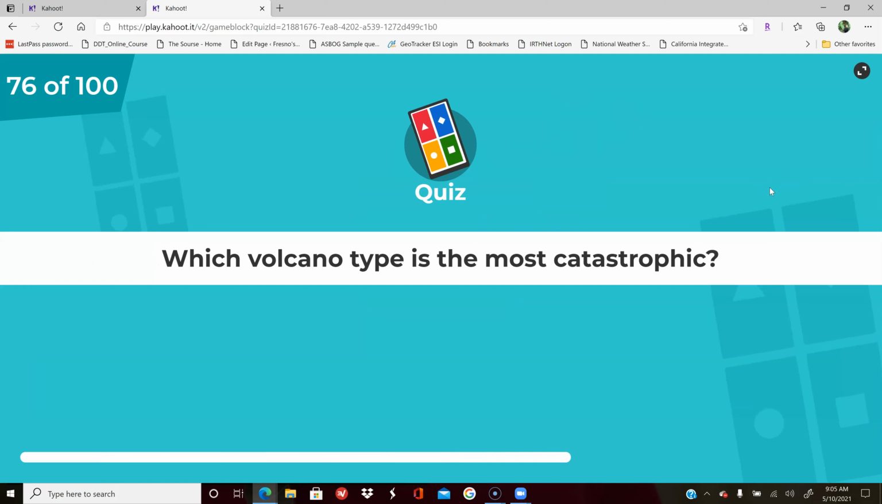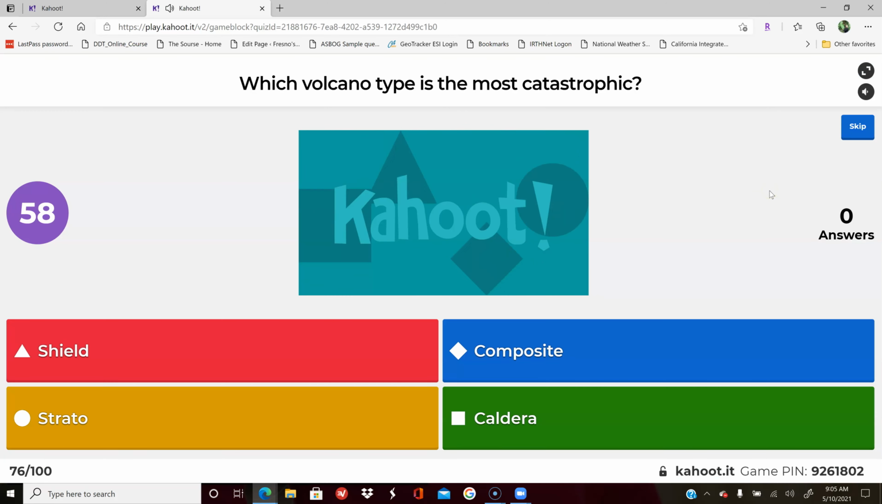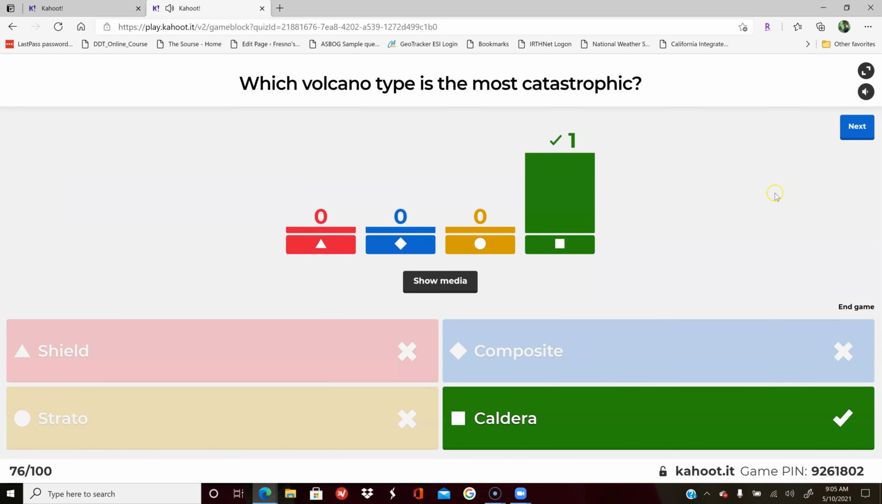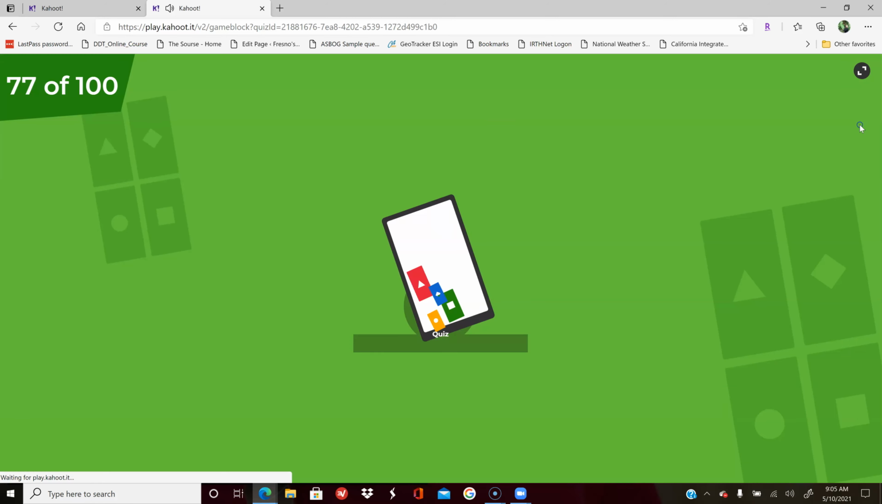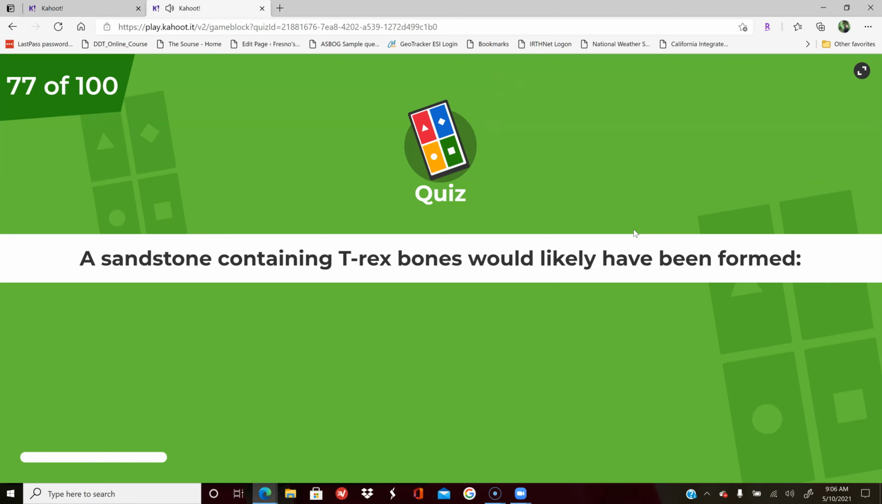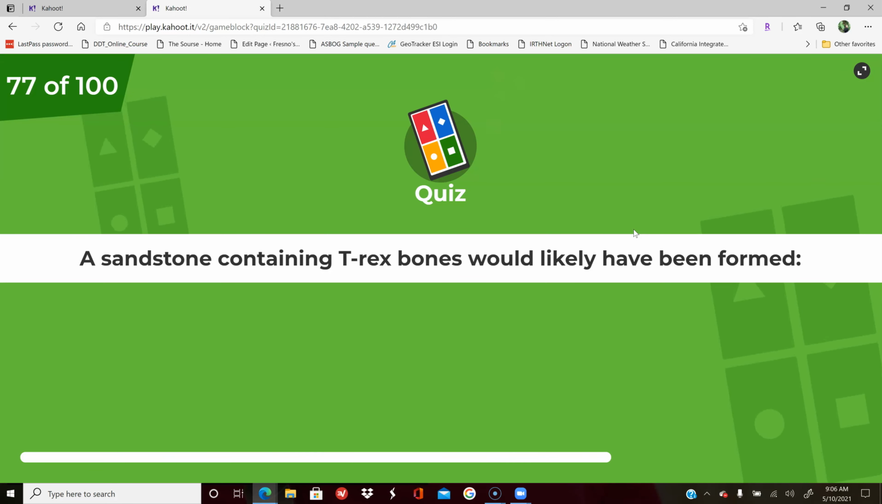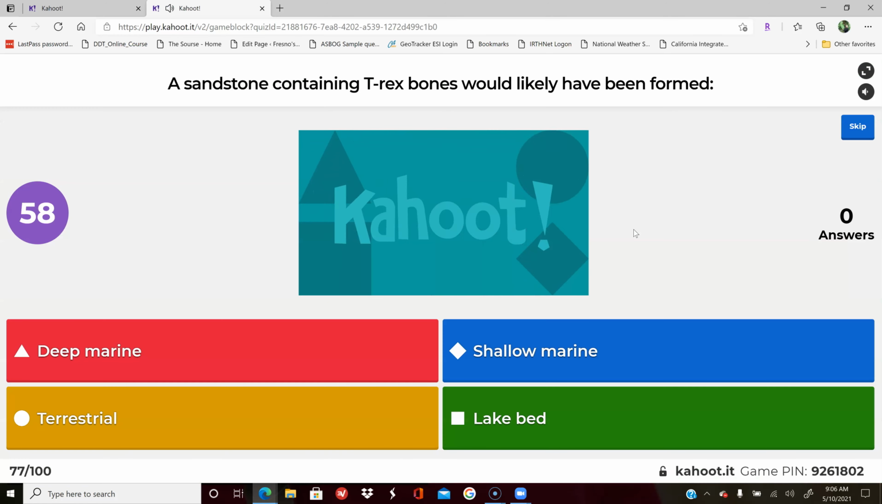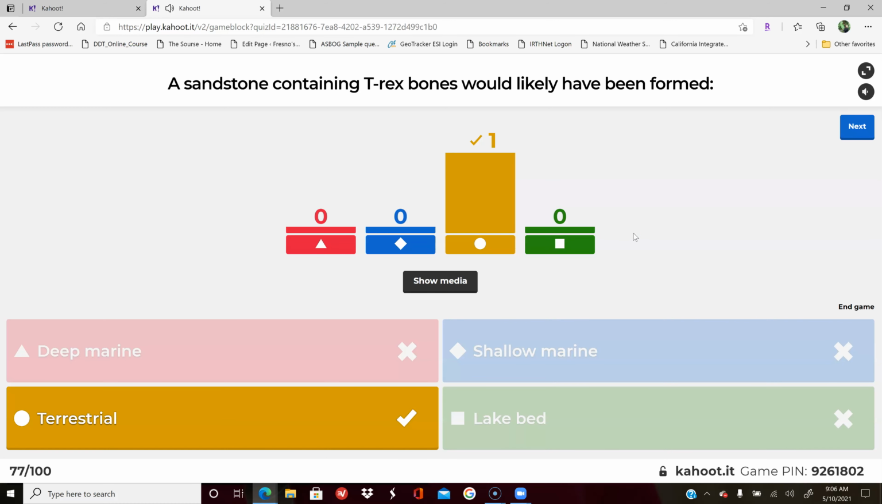Which volcano type is the most catastrophic? Shield, composite, strato, or caldera? Caldera is the most catastrophic eruption. A sandstone containing T-Rex bones would likely have been formed in deep marine, shallow marine, terrestrial, or a lake bed. Somewhere terrestrial for sure because T-Rex walked on land.